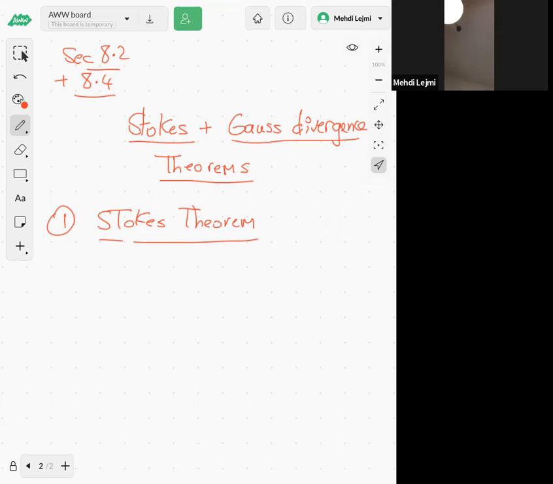Remember, guys, when we discussed Green's theorem, I said the Stokes theorem would be a generalization of Green's theorem. So first, I'm going to remind you of Green's theorem, so you can see why Stokes is a generalization. Let me just remind you of Green's theorem, okay?